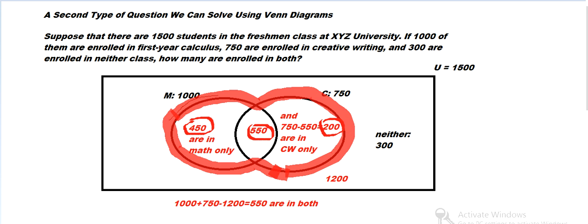So 450 plus 550, that's 1,000 in math, that's right. Then 200 plus 550, 750, creative writing. And then that gives a total of 450 plus 550, 1,000 plus 200, 1,200. 1,200 in at least one, and 300 in neither. So that's a total of 1,500. So we did that right. We can double check. So that means 550 are in both.